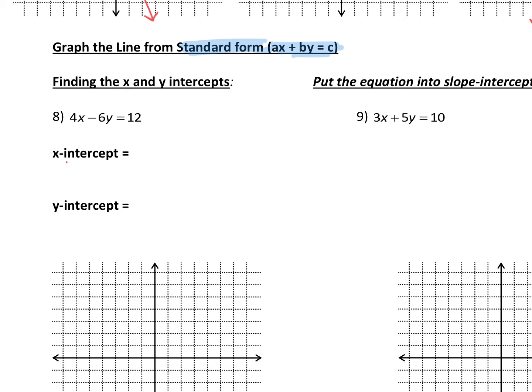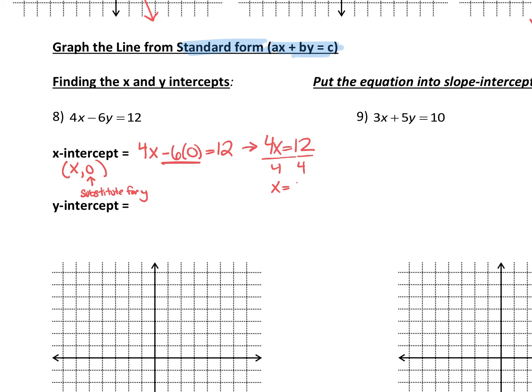We talked about how the x-intercept is always x comma 0. So to find the x-intercept, I want to substitute 0 for y. I'd have 4x minus 6 times 0 equals 12. Well, 6 times 0 is just 0, so I'd end up with 4x equals 12, and so x would equal 3. So my x-intercept would be 3, 0.